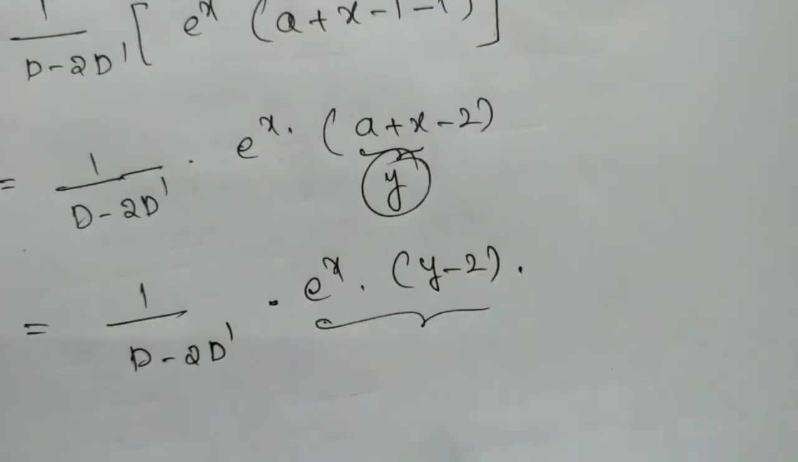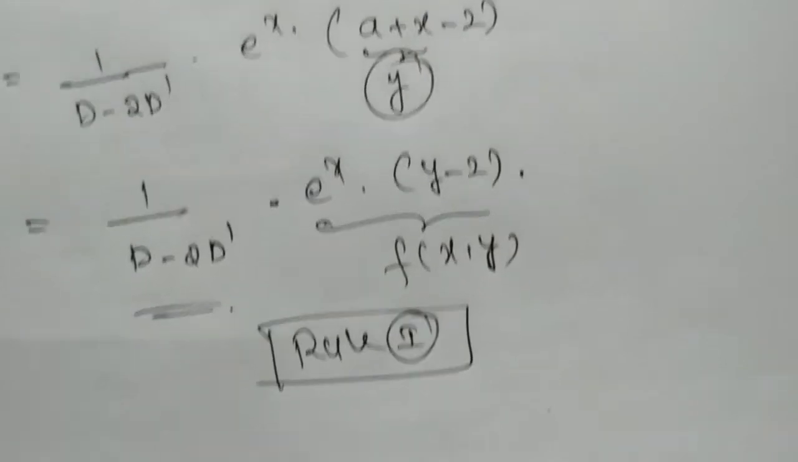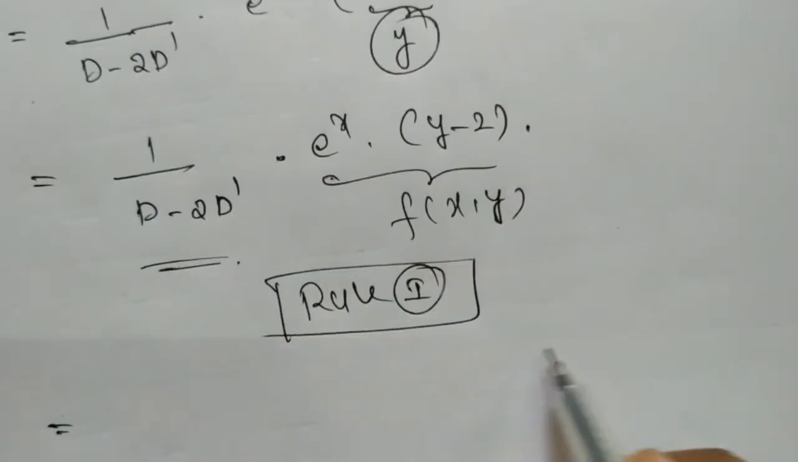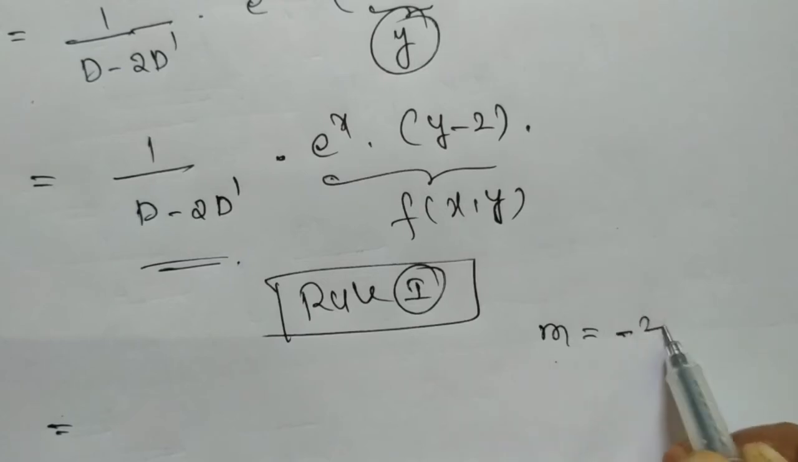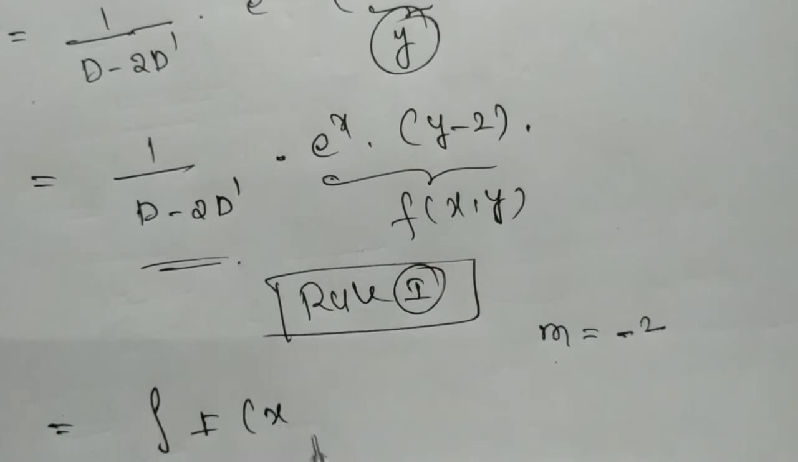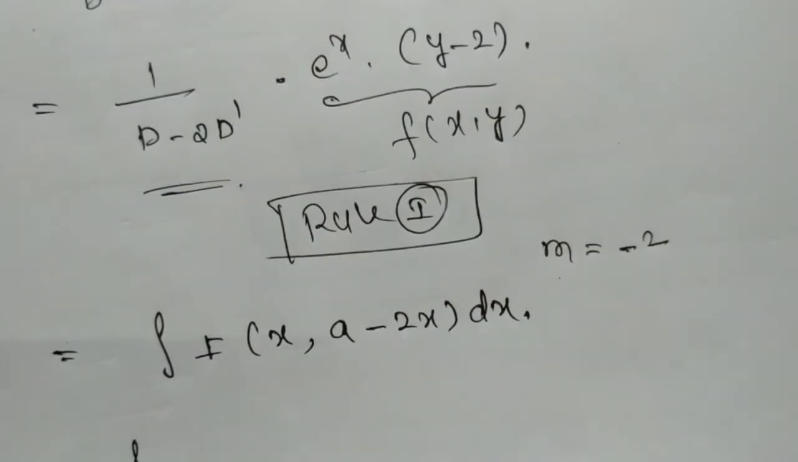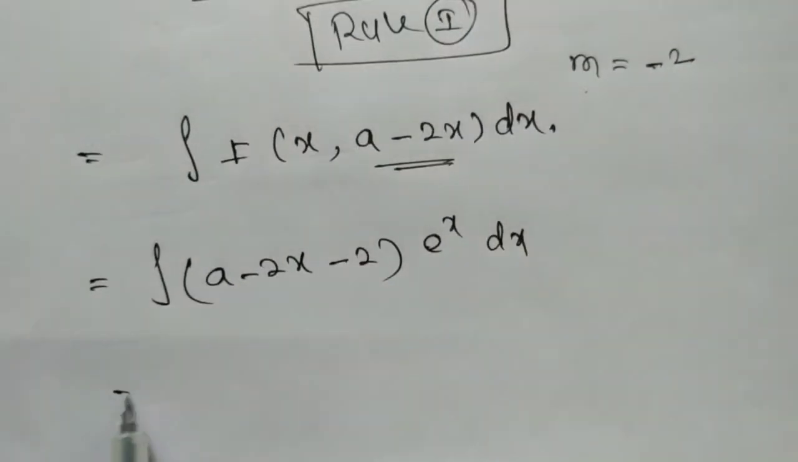So here this function is in the form of f of x comma y, again by using rule 1. Then here m equal to minus 2. So therefore integration of f of x comma a plus mx, that is a minus 2x into dx, that is equal to integration of y minus 2, so a minus 2x minus 2 into e power x into dx. So again by using integration of uv formula.